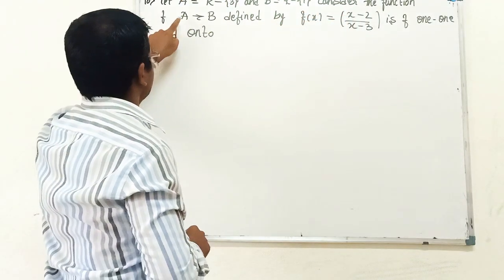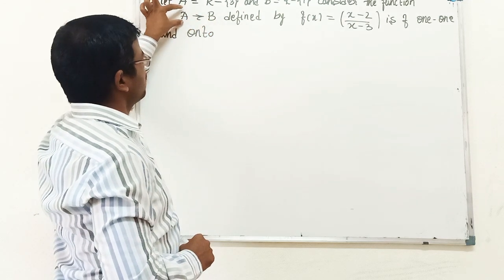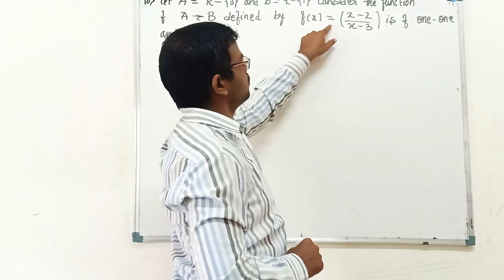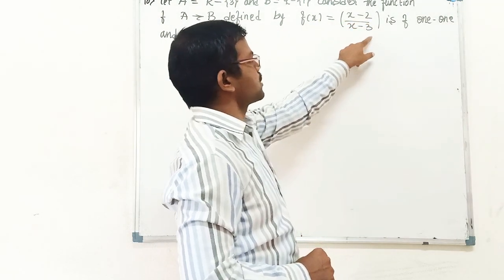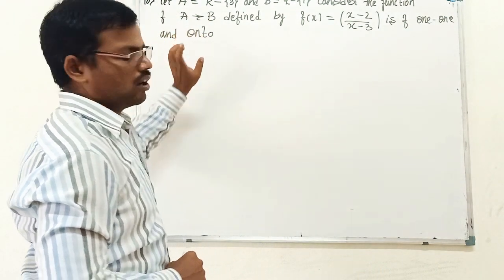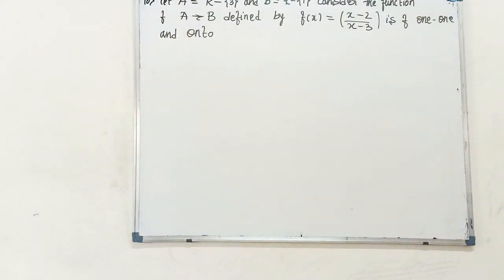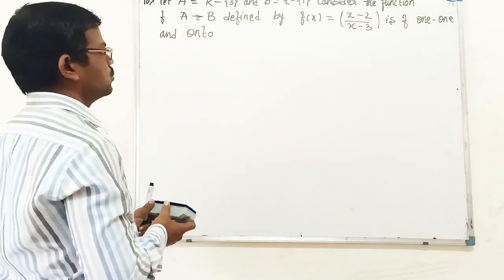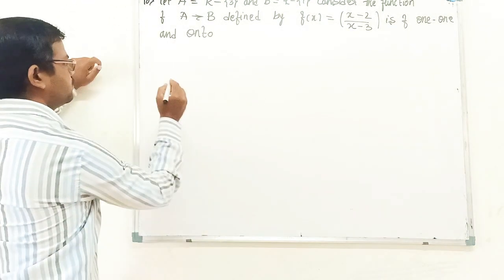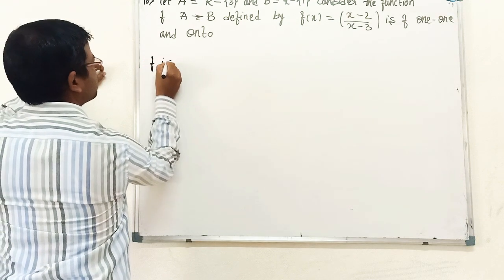Consider the function f from A to B, where A is the domain and B is the codomain, defined by f(x) = (x - 2)/(x - 3). We have to show that f is one-one and onto. So for that we identify whether it becomes one-one and onto. We already know how to prove that a function is one-one. The first step is to show f is one-one.